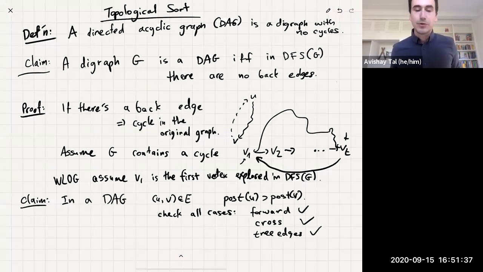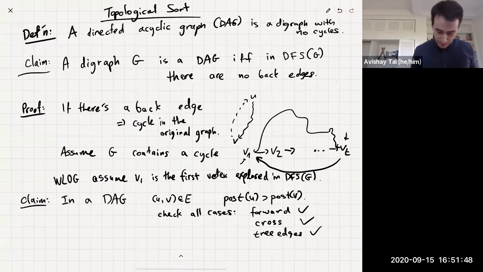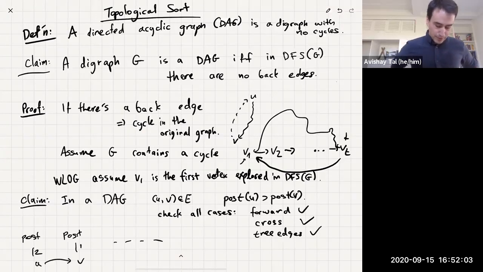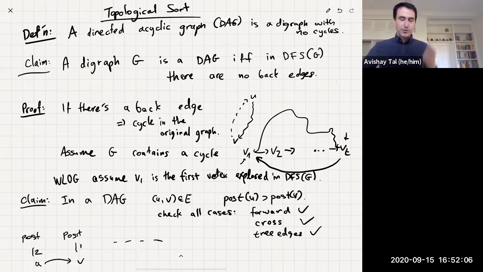Right, so it will be just the decreasing order of the post numbers, right? If we order them according to the post numbers, so here we would have, I don't know, post 12, post 11, and so on, and here we have U V. We know that all the edges would go from vertices with higher post numbers to vertices with smaller post numbers. So the post numbers really give us the topological order, I mean, up to reversing it.